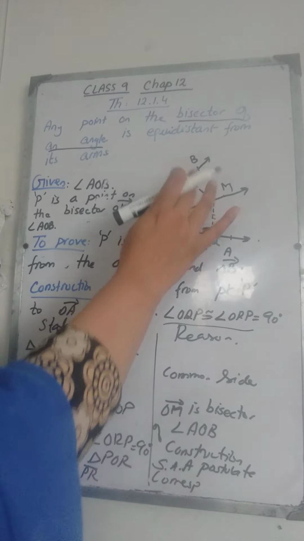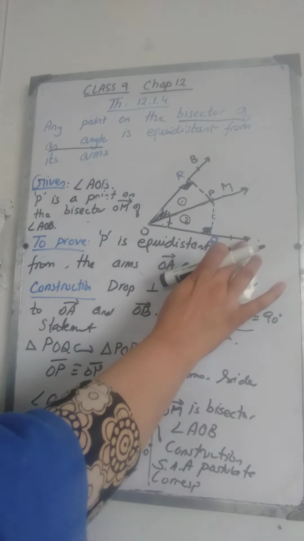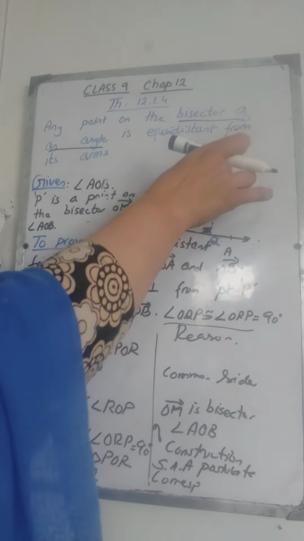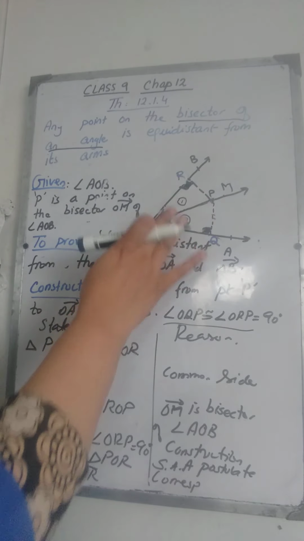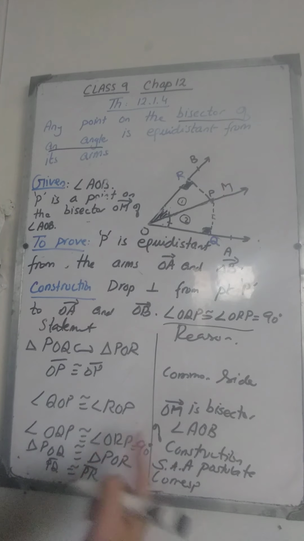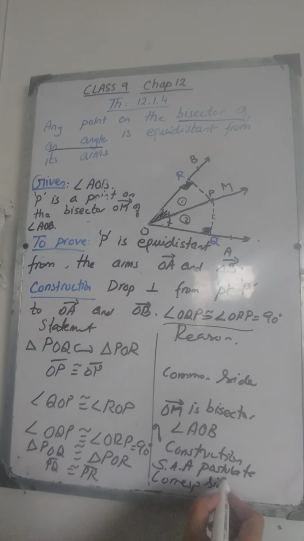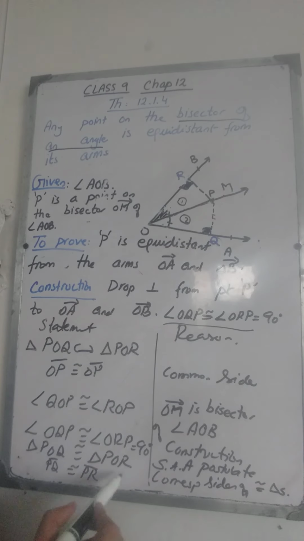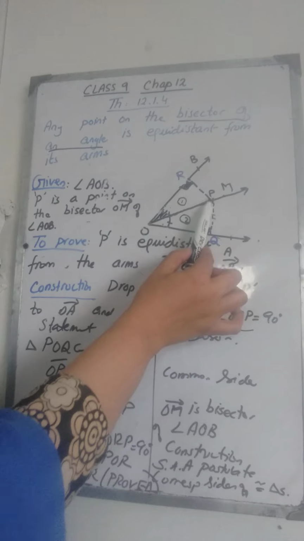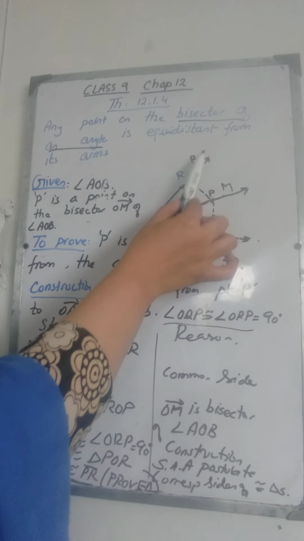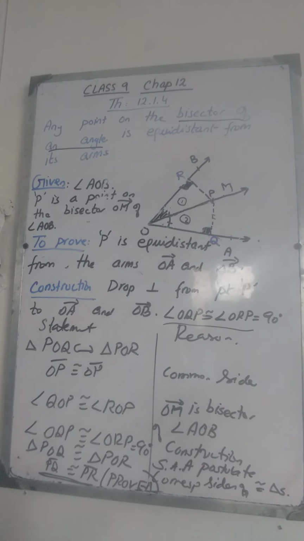PQ is congruent to PR, means the distance of P from OA is PQ. It is congruent to PR, which is the distance of P from OB. So it means this point is equidistant from these two arms, corresponding sides of congruent triangles, and this proves the theorem. This is what we needed to prove, that the distance of P from OA is equal to the distance of P from OB, and this completes the proof.